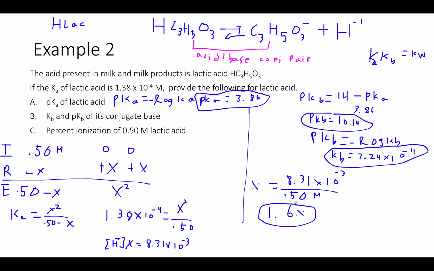I hope this helped you to understand how to calculate the pH of weak acids and bases. In future videos, we'll discuss the pH of acidic and basic salts and buffer solutions.